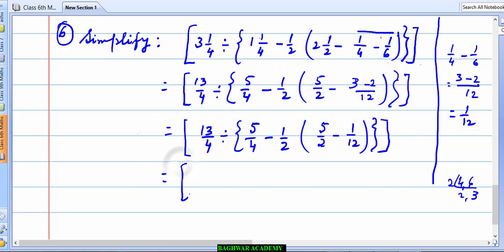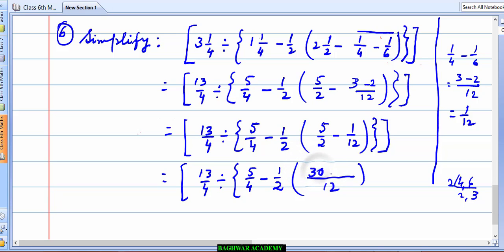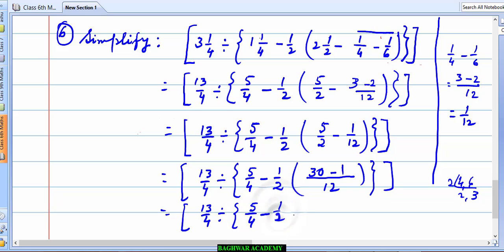Now the next step, you see, 13 by 4 divided by 5 by 4 minus 1 by 2. So this portion is required to be solved. So 2 and 12 you have. So the LCM will be 12. 2 6s are 12 and 6 5s are 30 minus 1. And then you will have 13 by 4 divided by 5 by 4 minus 1 by 2, and this will be into this. Nothing is there, it means here you need to write into, and 30 minus 1 is equal to 29 divided by 12, and this will be the curly bracket over here.